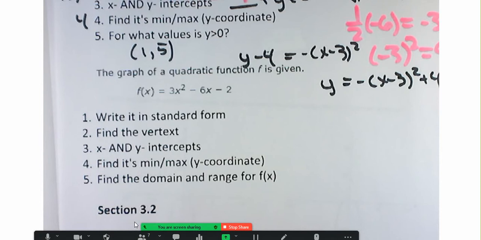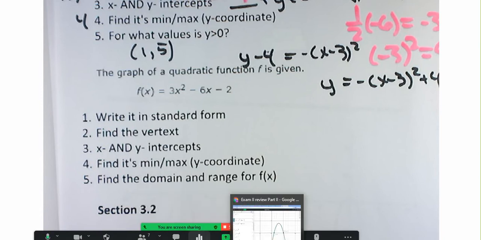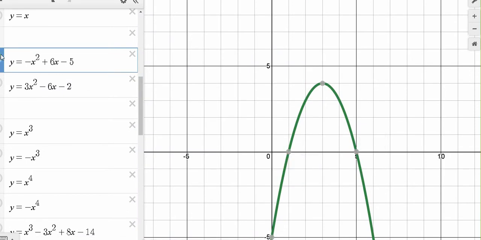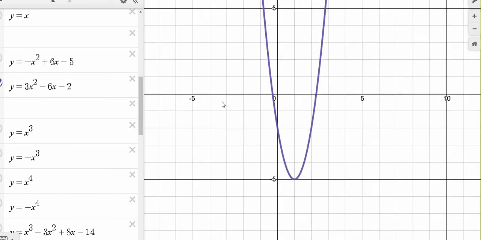With this next one, I'm going to take advantage of the fact that I can graph it. I can graph it on my graphing calculator, or on Desmos, whatever I find convenient. Let's shut off that one and turn on this one. And right away, I can see there's my vertex, 1, negative 5. Beautiful.